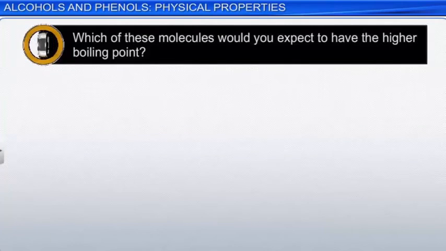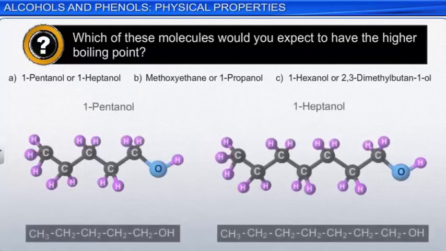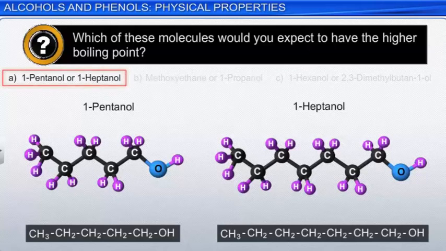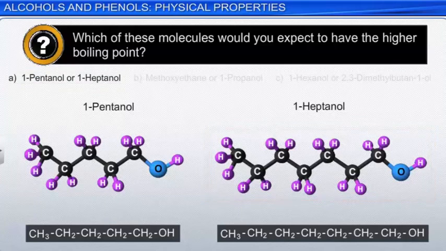Let's apply our knowledge to answer some questions. Which of these molecules would you expect to have the higher boiling point? It's helpful to draw structures for these types of problems. Essentially, you need to determine which molecule in each pair has the stronger intermolecular attraction. For set A, 1-heptanol has the higher boiling point because it has the longer carbon chain.